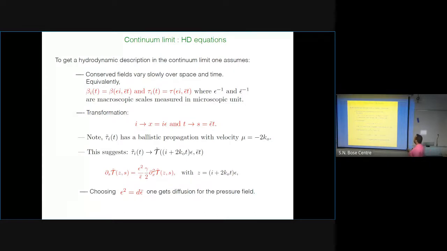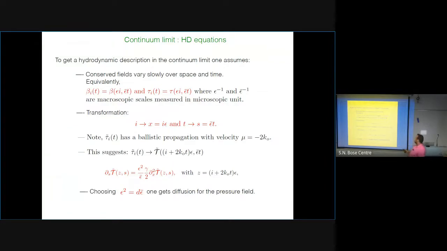Okay, now the continuum limit. So to get a sensible looking hydrodynamic equation, you would like to take continuum limits. And as I have said, I have assumed that things are slowly varying over space and time and the local equilibrium picture is evolving. So I would assume that the beta and tau fields are of this form where these are functions of these variables. Epsilon inverse and epsilon bar inverse are microscopic. This is the length scale and this is the time scale measured in microscopic units.